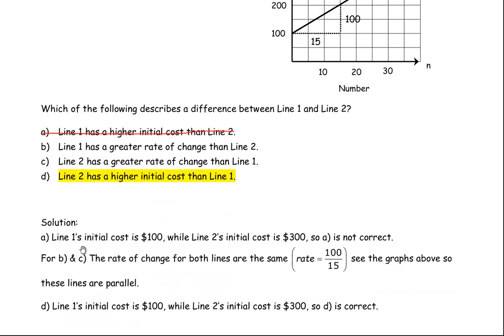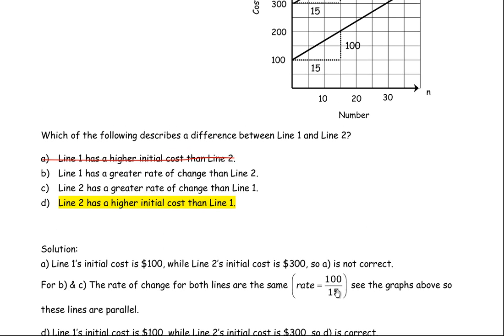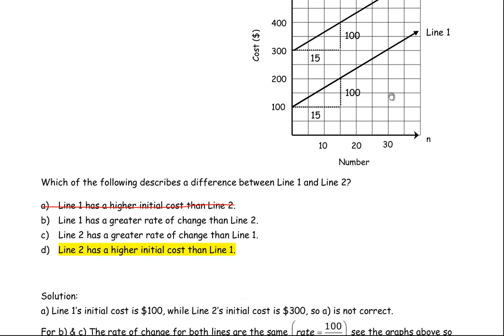Down here in the solutions, I actually calculate the rate. Remember, rate is rise over run. So each rate would be 100 over 50, and they're the same. Neither one has a greater rate of change than the other. In fact, they have the same rate of change, so they are parallel lines. So B is not correct, and C is not correct. If it had said they were the same, then that would be a correct answer.